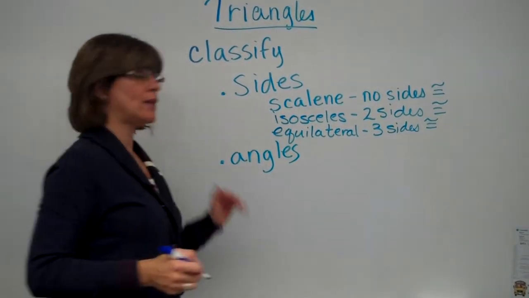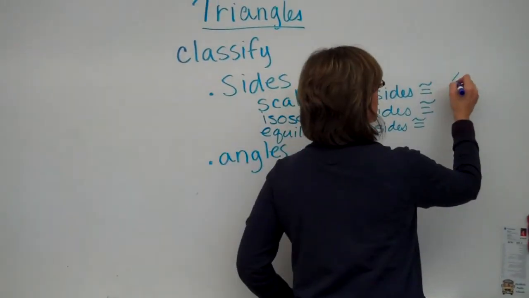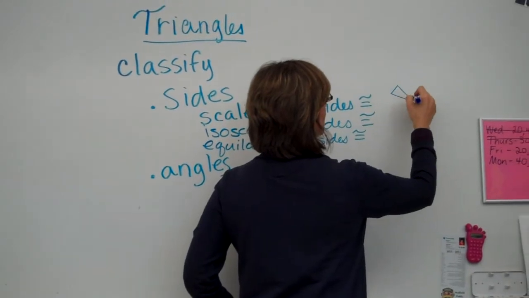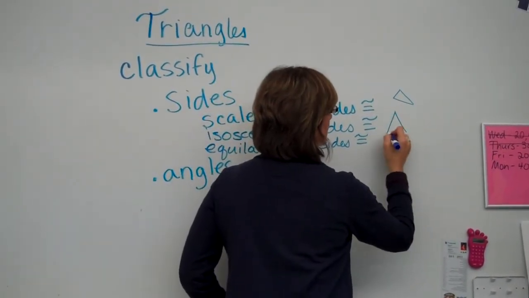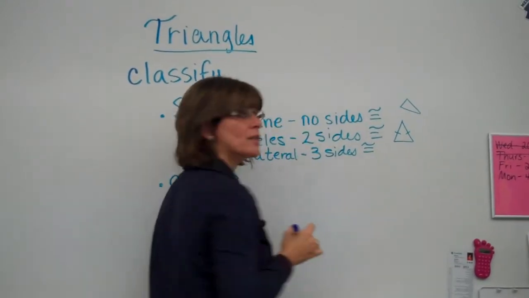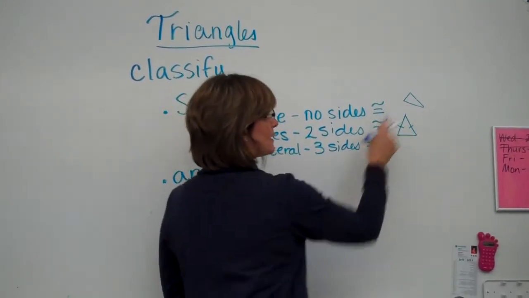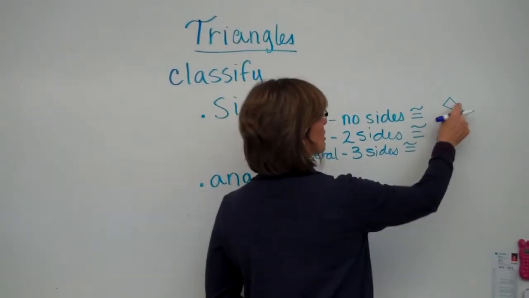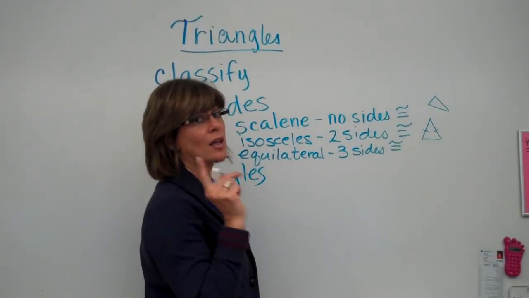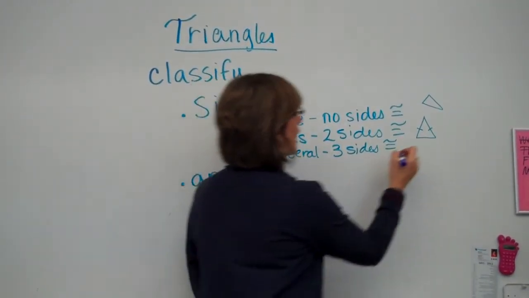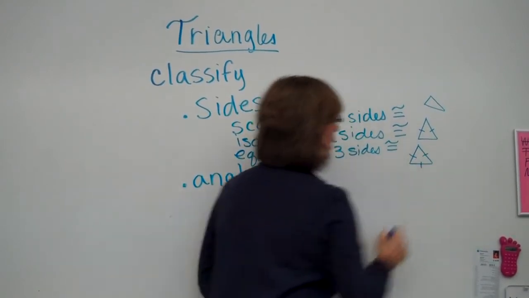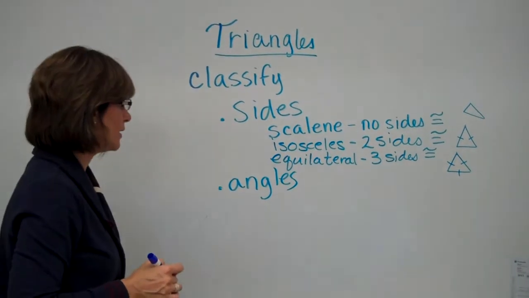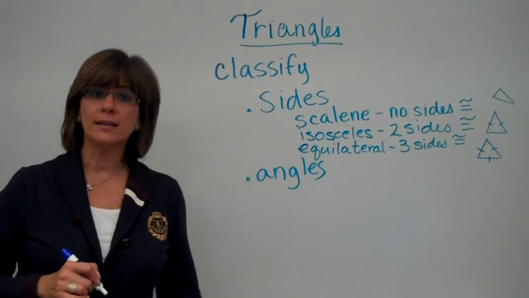So if I was drawing these, the scalene, it's really hard to draw a scalene. And then an isosceles, and notice those tick marks. This one doesn't have any, so even though these 2 sides look like they could be the same length, they're not. And an equilateral would look like this, with a tick mark on every single side. Now, that's one way I can classify.